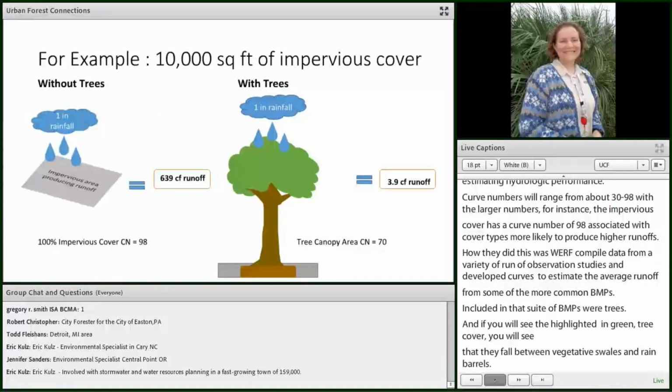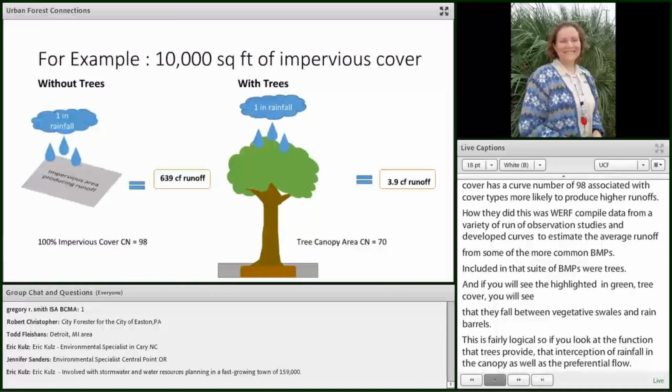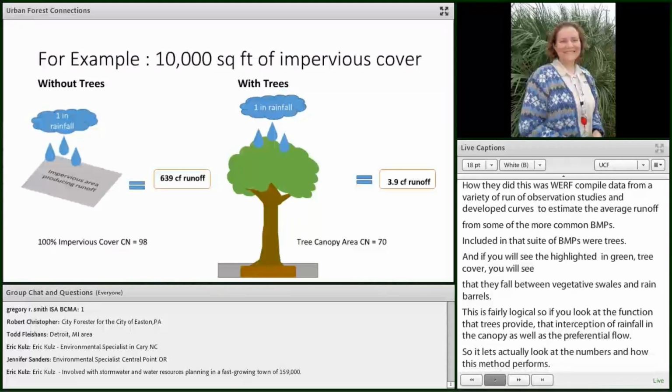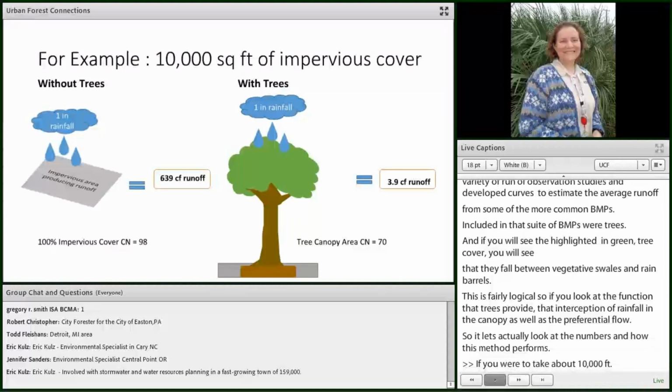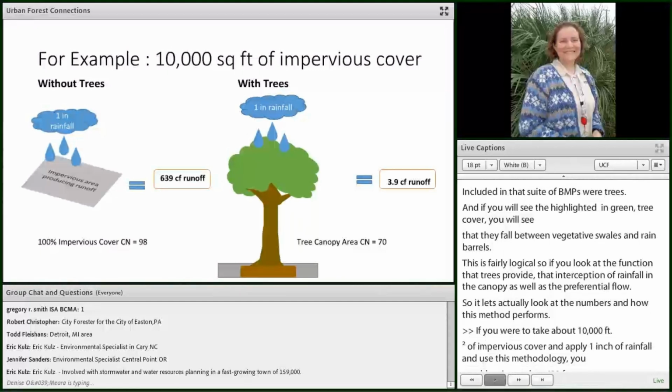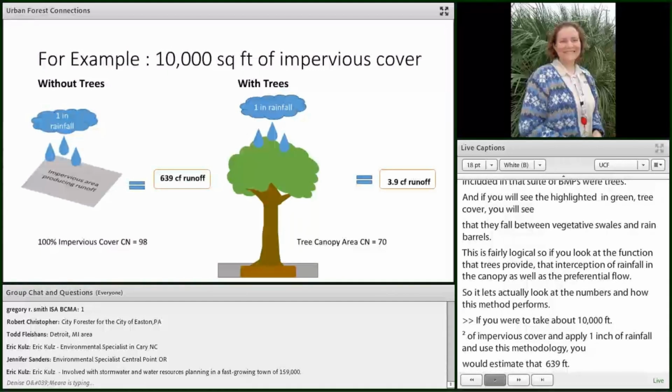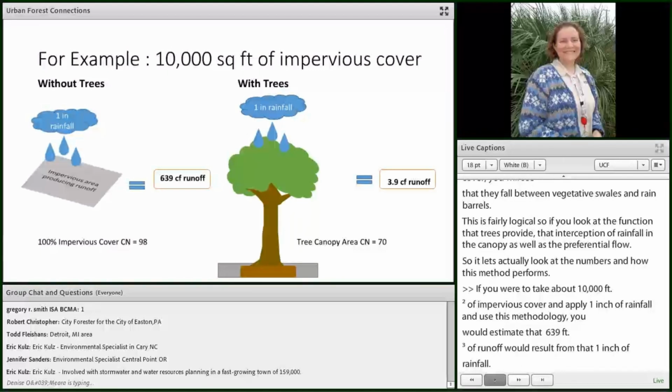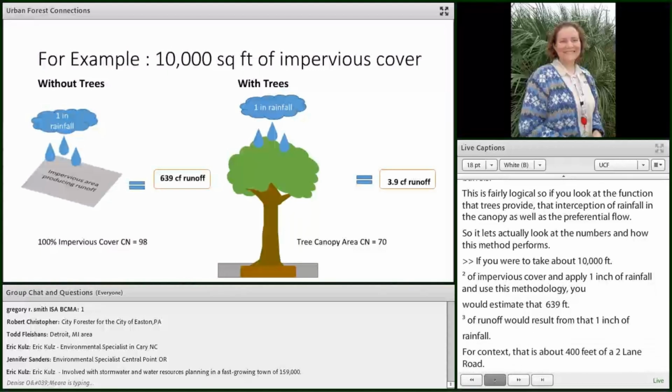So let's actually look at the numbers, how this method performs. If you were to take about 10,000 square feet of impervious cover and apply 1 inch of rainfall and use this methodology, you would estimate that 639 cubic feet of runoff would result from that 1 inch of rainfall. For context, that's about 400 feet of a 2-lane road. If you were to take that same amount of area and add tree cover over it, it would only result in about 3.9 cubic feet of runoff.